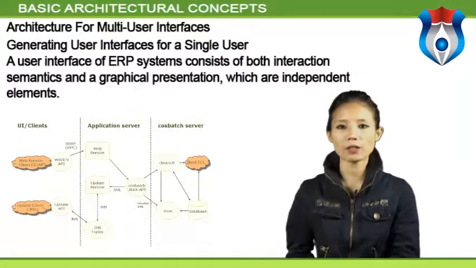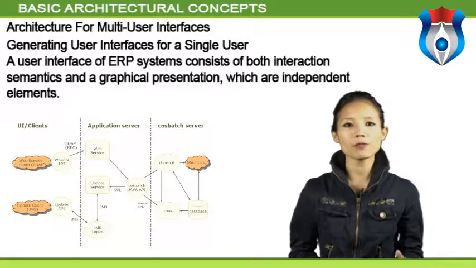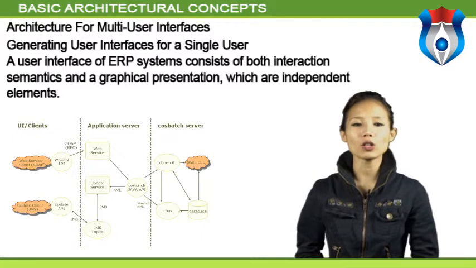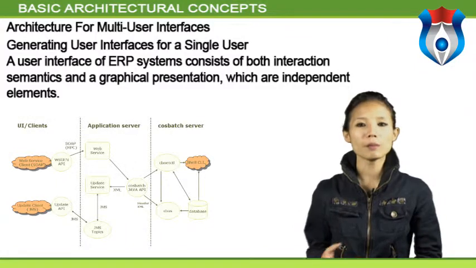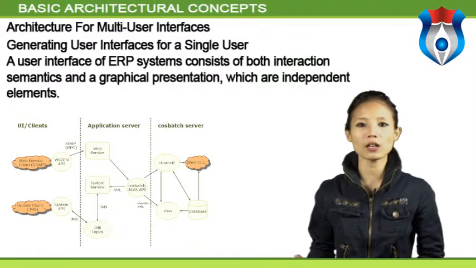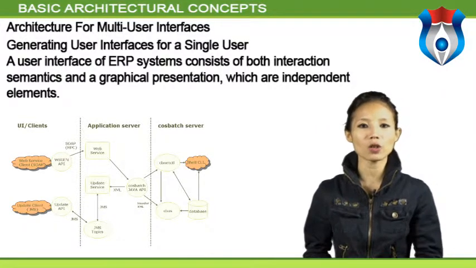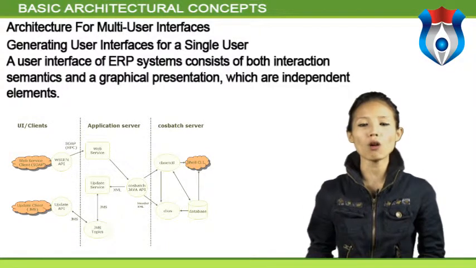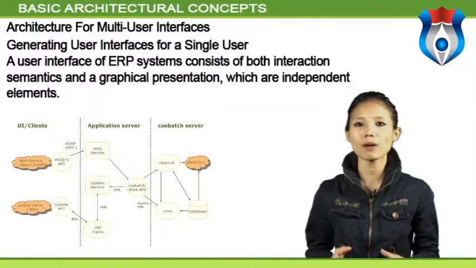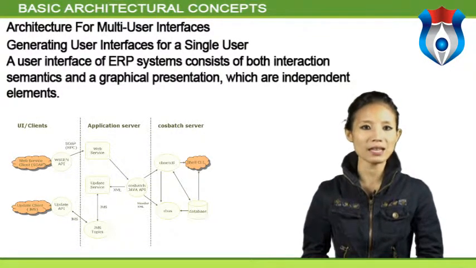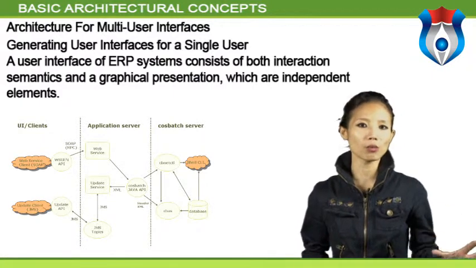Generating user interfaces for a single user. A user interface of an ERP system consists of both interaction semantics and a graphical presentation, which are independent elements. For example, the button appearance can change independently from the structure of a dialog. Next to the user interface, there is also application logic captured in business objects. In the ERP application domain, there is a strong requirement that the application can be customized to specific business and user needs. Therefore, the presentation and the interaction semantics must be customizable in a separate manner.